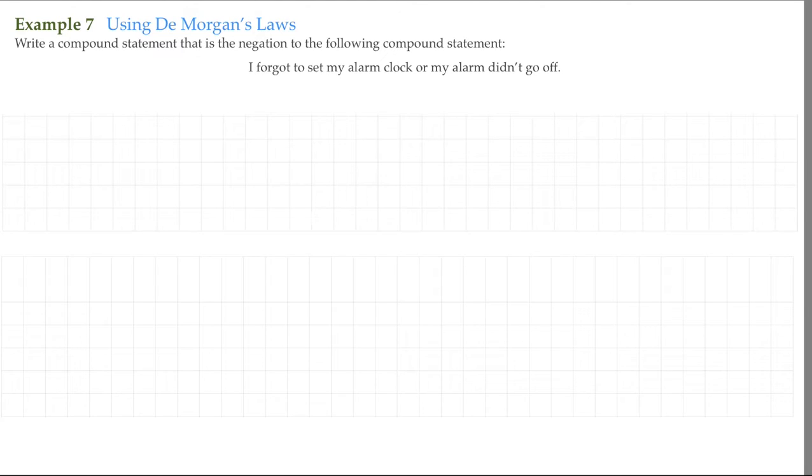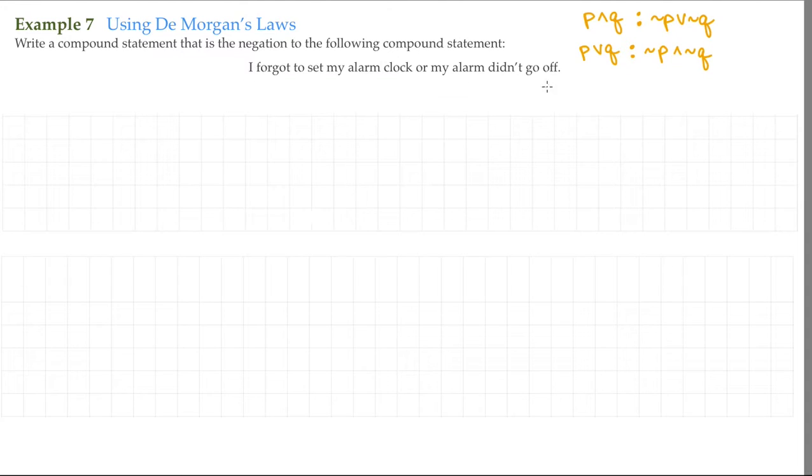And De Morgan's law says that if you have a compound statement such as a conjunction P and Q, then its negation is a disjunction, not P or not Q. And if you have a disjunction P or Q, then its negation would be a conjunction, not P and not Q.